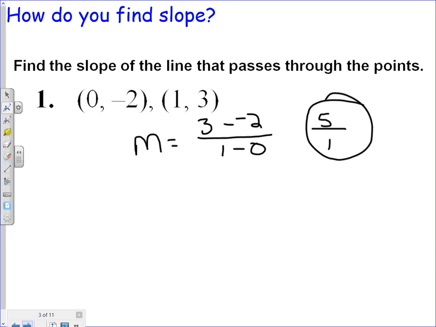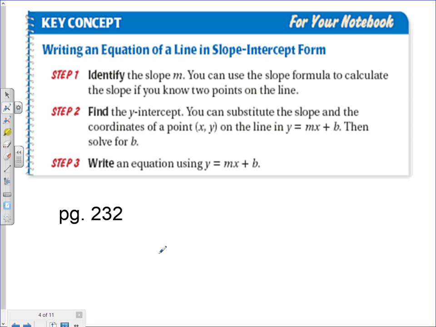This is in your book, and it's important for you to be able to identify and use all three steps. Throughout the course of the year, this is one of the most missed problems that I assign. People get lost in the three steps. You have to do all three steps. So get them memorized, get them written down, find the slope, find the y-intercept, write the equation.